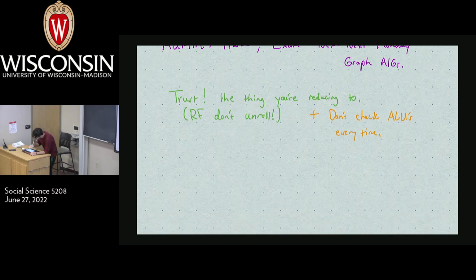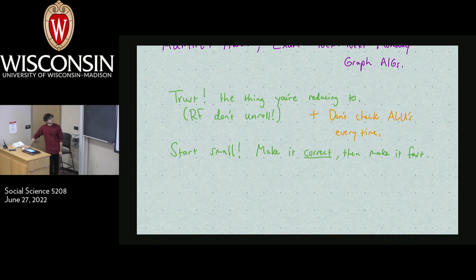The other thing that's really important is start small. This basically means, when you're trying to solve a problem, don't go for some complicated algorithm first. Start with something really easy, and then make it faster after you have something that works. So make it correct, even if it's a dumb algorithm, then make it fast. Those are some of the key themes.